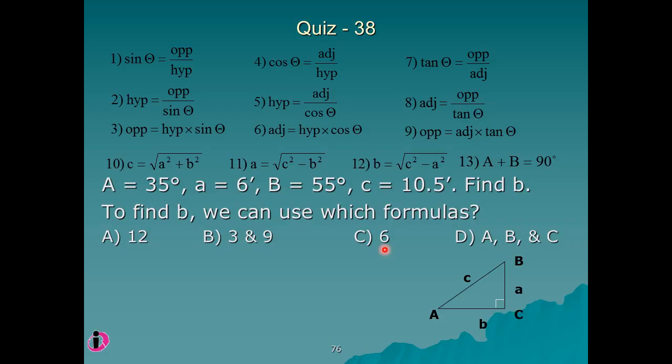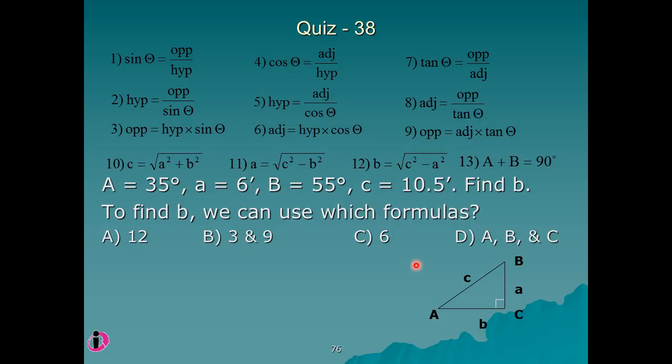So 9 works. Formula 6, if I go to formula 6 here, now you assume that B is the adjacent side, right? Now if B is the adjacent side, your theta has to be A, right? You know A as well. So pretty much you can use all of these formulas. So your right answer is actually D. So you can use formula number 3, formula number 6, formula number 9, formula number 12. Now you see you have plenty of options. But no matter which one you use, you will get the same answer.